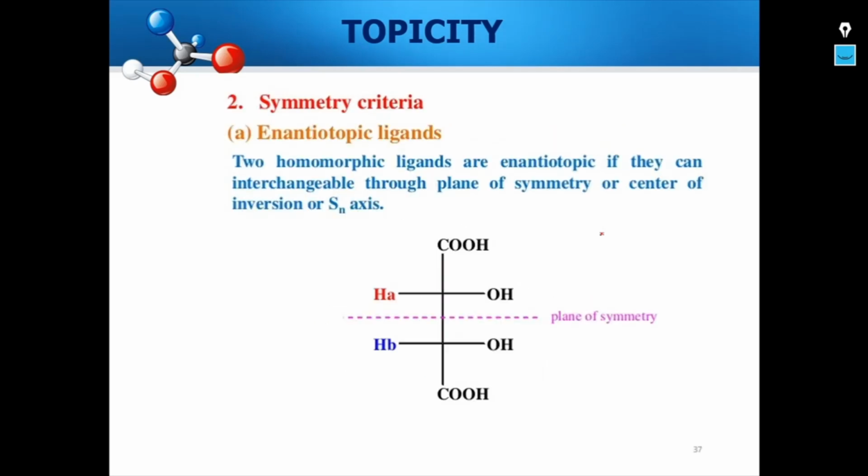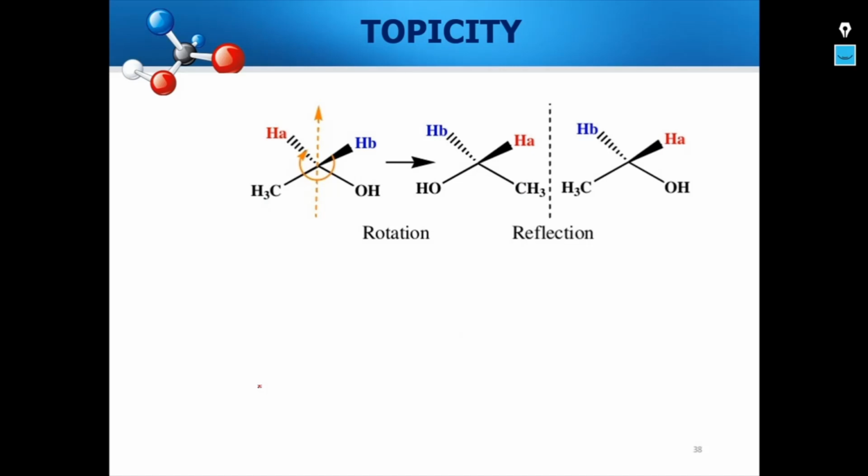Now, what is the symmetry criteria for an enantiotopic ligand? Two homomorphic ligands are said to be enantiotopic if they are interchangeable through a plane of symmetry, a center of inversion, or an SN axis. If we take this molecule and put a plane over this particular place, and these two hydrogens are interchangeable across that plane, then we say that these two hydrogens are enantiotopic ligands.